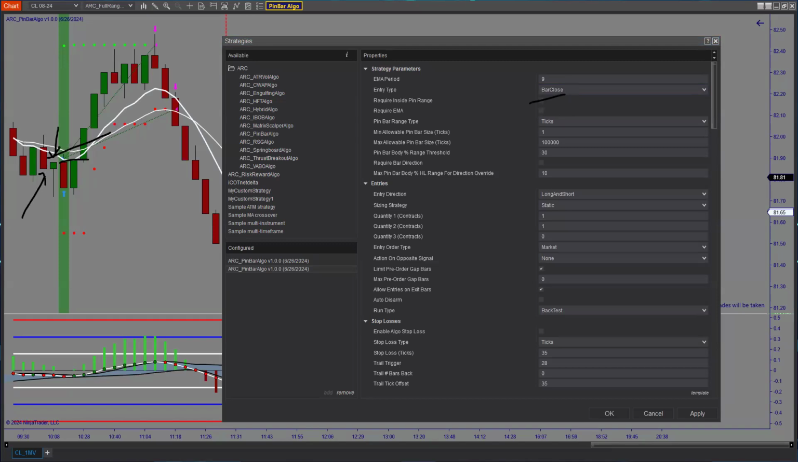I'm going to phone a friend in the lifeline. Jeff. Sorry, I was answering a question. What was it? Require inside pin range. What does that one do again? Okay, so that's only if you have intrabar entries.